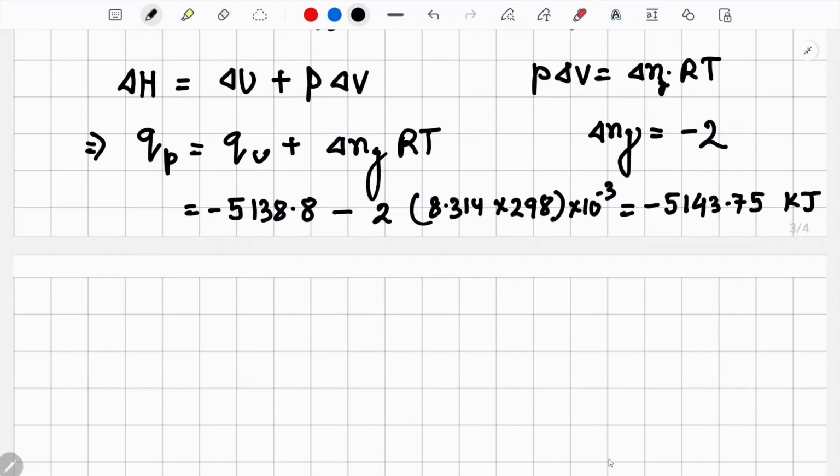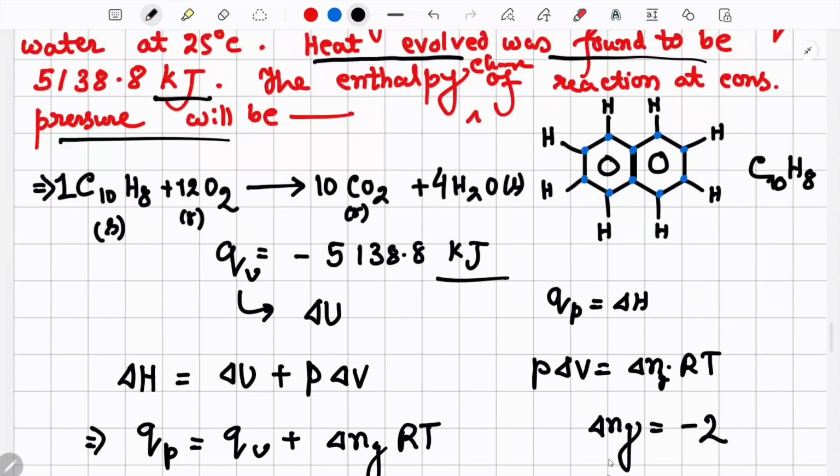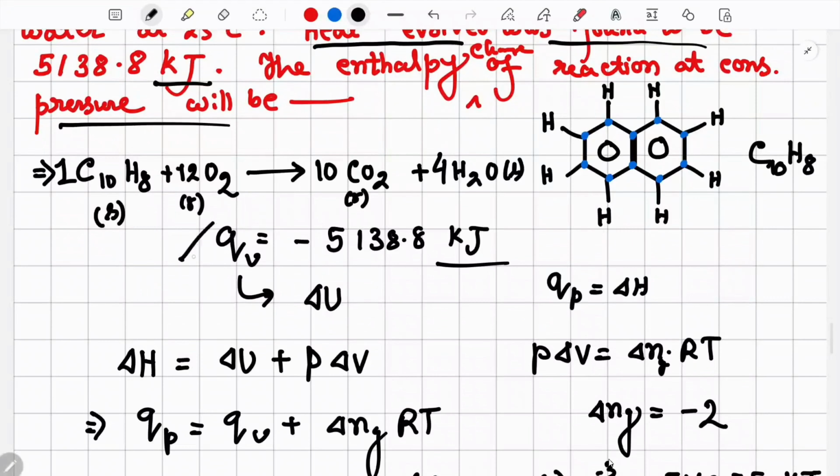This is a very conceptual question. That is important. You can write it as delta H, but here it is delta U. So whether the experiment is performed under a constant pressure situation or under a constant volume situation, according to that you have to decide whether it is equal to delta U or delta H.